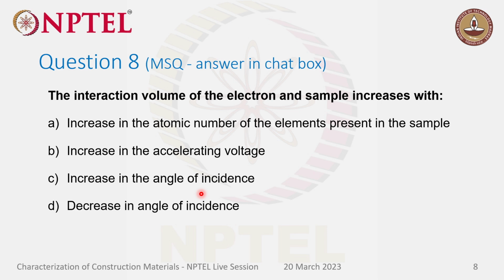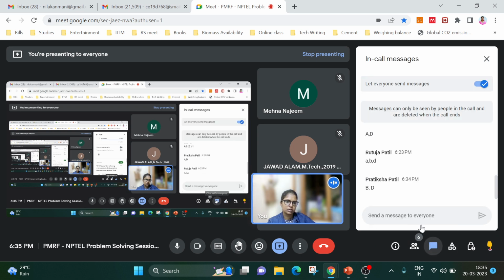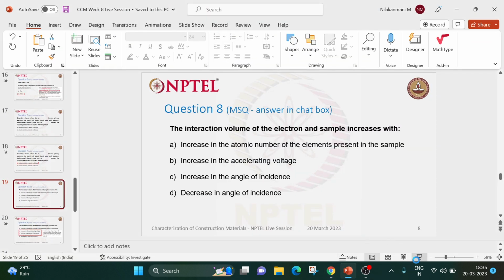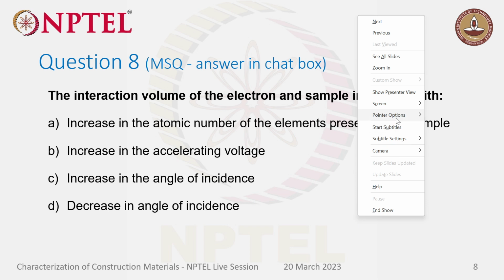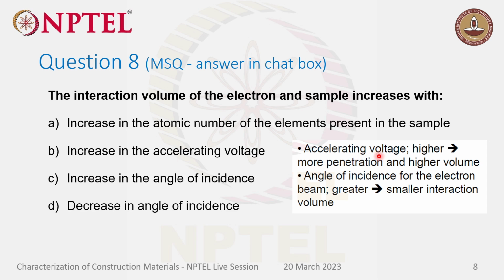Time is up. Let's see the class response. Okay, B and D. Fine. Let's see the correct answer now. So accelerating voltage, if it's higher, there will be more penetration, higher volume. So in that case, increase in accelerating voltage is the correct answer. And for angle of incidence, the electron beam should be greater, so there should be an increase in the angle of incidence.